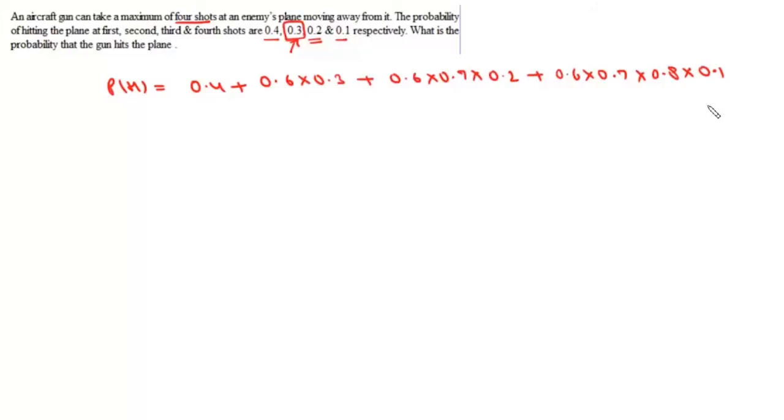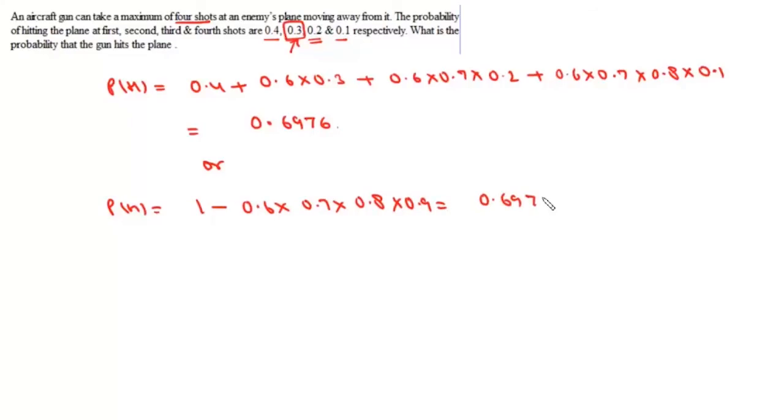So this is the required probability that we are looking at, and if we add them, we'll get this probability as 0.6976. Now another way of solving the same question can be, we can find this probability by using exclusion. So we'll subtract all those cases when the target is missed, so it is missed by all the four shots. So there will be 1 minus 0.6 into 0.7 into 0.8 into 0.9, and this probability again will be 0.6976.